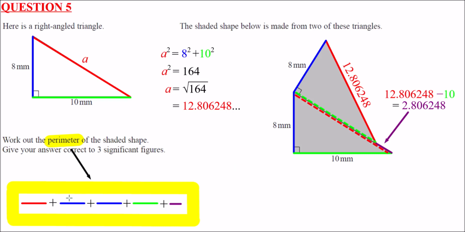So based on that, we now know all the ingredients to work out the perimeter of this shape. So the perimeter is going to be 12.806248 for the hypotenuse, plus 8 plus 8 plus this 10 here, and then finally plus the 2.806248 over there gives us a total perimeter of 41.6 centimetres, correct to 3 significant figures.